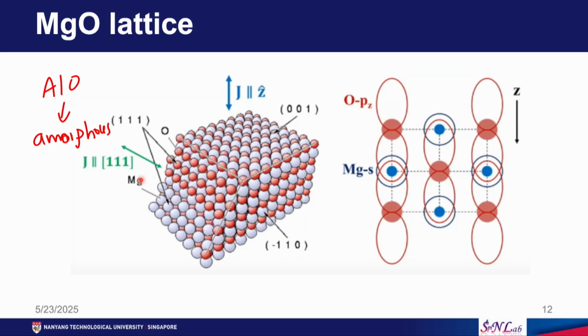Whereas the material Professor Butler studied in his paper is magnesium oxide, which is crystalline. Okay. So magnesium oxide has a certain crystal structure. So these blue atoms are magnesium, and the red atoms are oxygen. Okay.